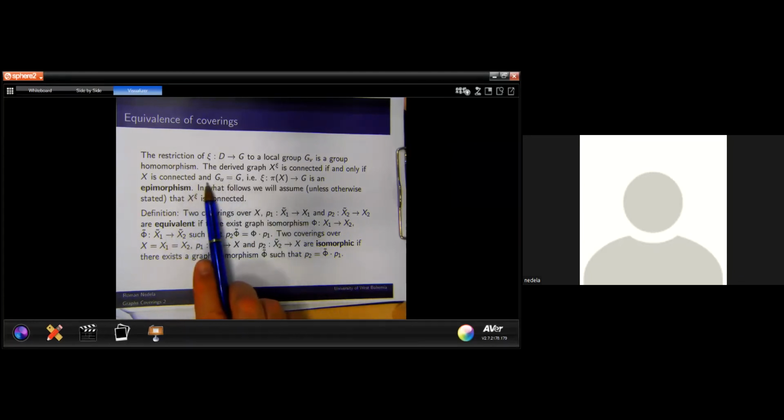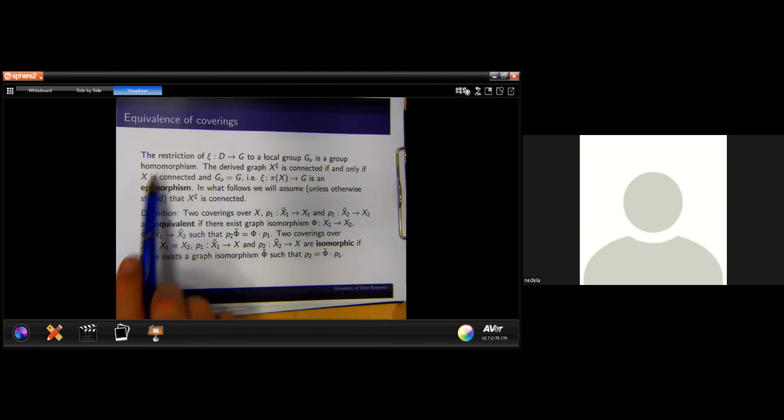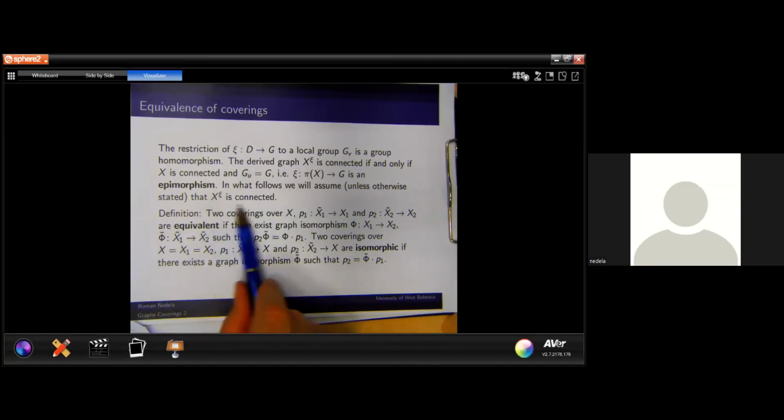So as I said, the voltages on a connected graph can be applied to elements of the fundamental group. And if the local group is the same as the general group, then this mapping is a group epimorphism. And this is a very natural condition, because this means that X tilde is connected.